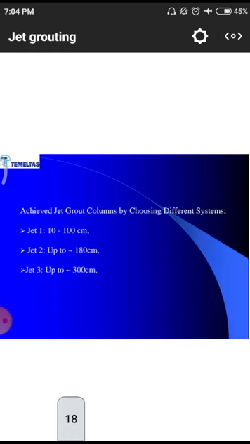This is the example of how much quantity of material will be passed through each jet system. That means single grout, double grout, and triple grout jet systems: jet 1, jet 2, jet 3. In the single grout jet system, they are having 10 to 100 centimeters. But in case of jet 2, they have to pass up to 180 centimeters. In case of jet 3, they have to pass 300 centimeters.